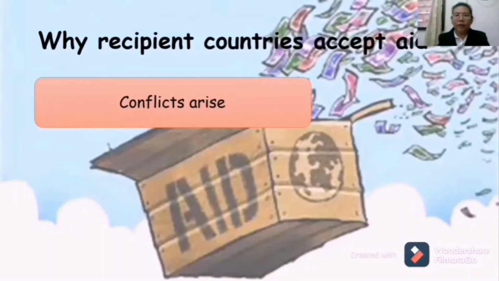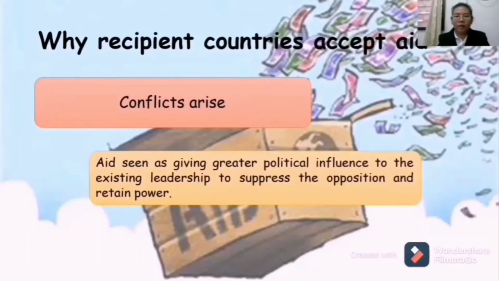Next, aid is seen as giving greater political influence to the existing leadership to exercise against the opposition and retain power. In some cases, it is not only in the form of the transfer of financial resources but also strengthening military and internal security.